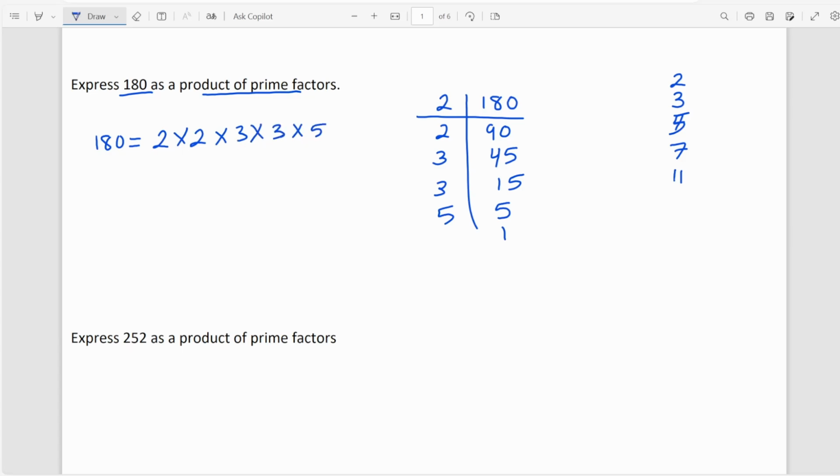All right. So as you can see here, there's some repetition. So we have 2 repeated 2 times, 3 repeated 2 times as well. What you can do is write it as powers. So 2, and you have 2 of them, so to the power of 2. And 3 to the power of 2, and 5, okay? And you should aim to write it this way, okay?